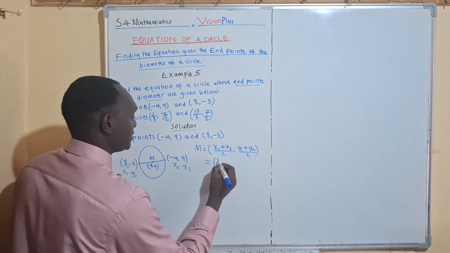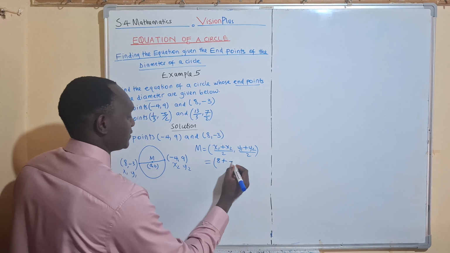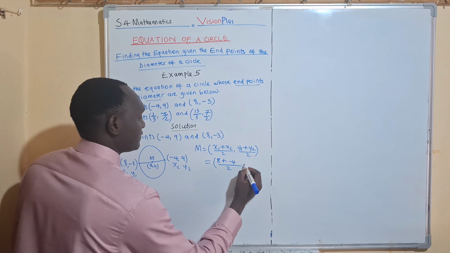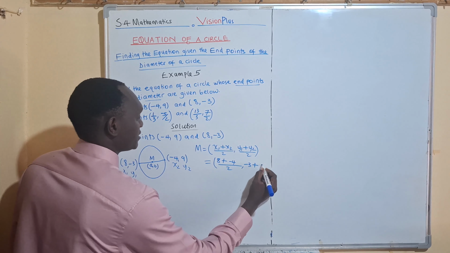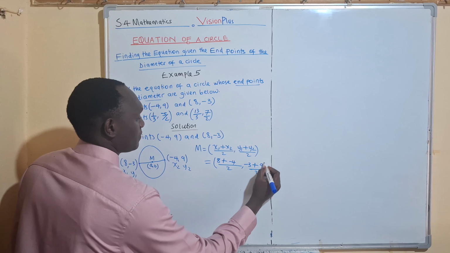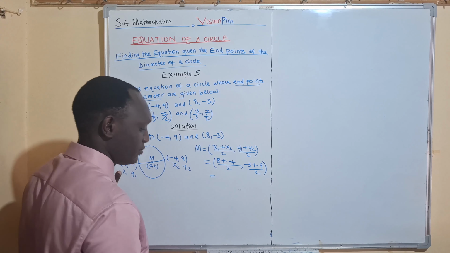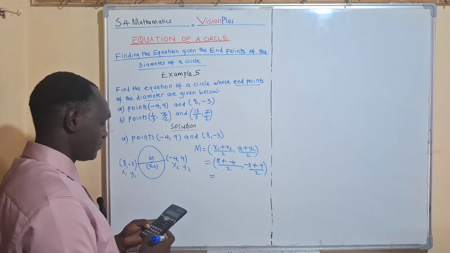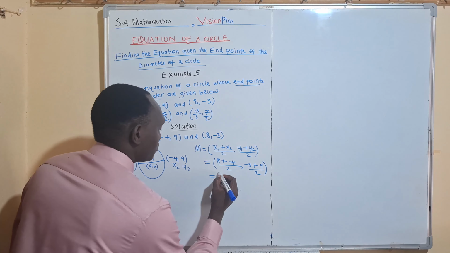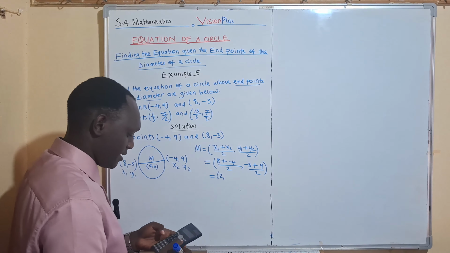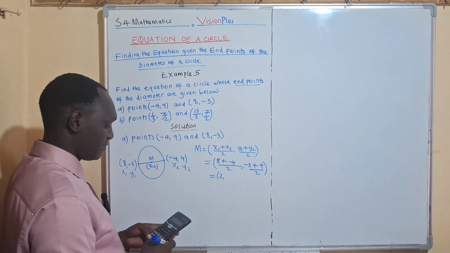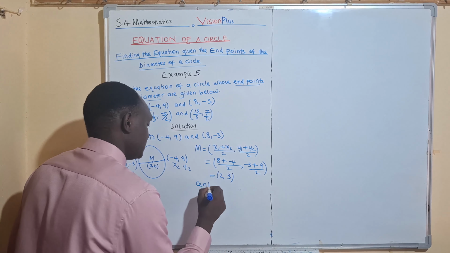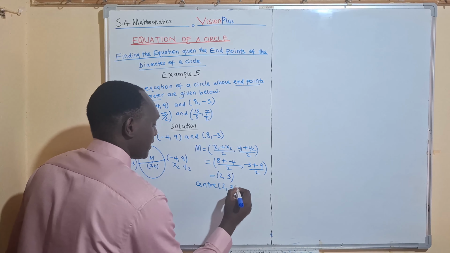x1 is 8 plus x2 is -4, divided by 2, and y1 is -3 plus y2 is 9, divided by 2. Then you press the calculator, add and divide by 2. 8 plus -4 divided by 2, I'm getting 2. -3 plus 9 divided by 2, I'm getting 3. So the center in this case is (2, 3).